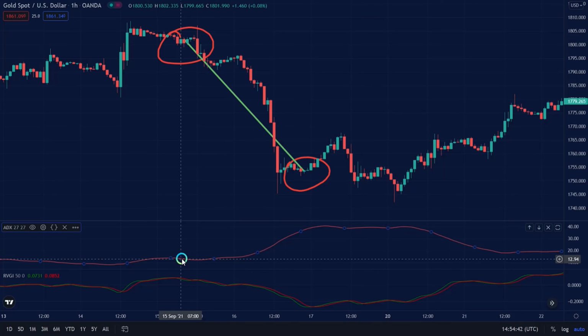So I tell it to you one more time: when the 27 period ADX is below 25 and when the RVI indicator is crossing below 0.07, you can take the trade.